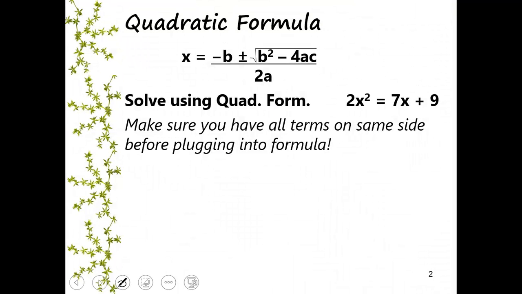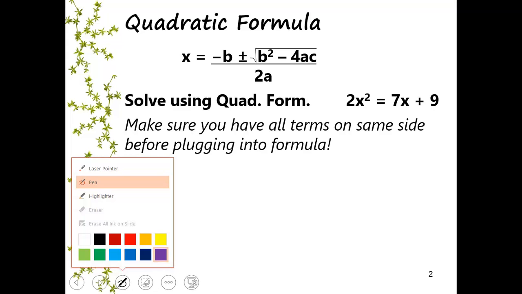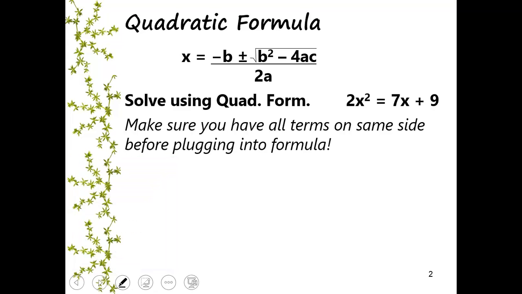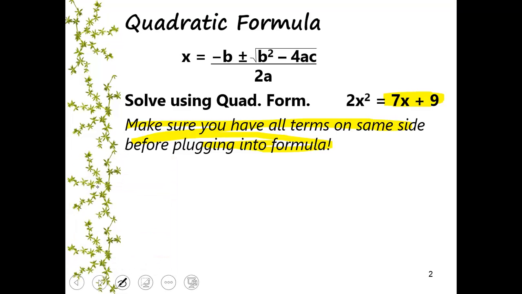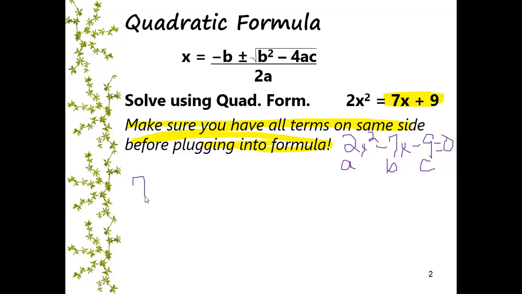Try the next one. All right, so remember that I said make sure all your terms are on the same side. Look at what's going on here. Look at these two, they're on the wrong side. So before we do anything, we're going to pull those over. And when we do, we get 2x squared minus 7x minus 9 is equal to 0. And then we'll designate A, B, and C. Right? So we're going to have the opposite of B, which is going to be a positive 7.